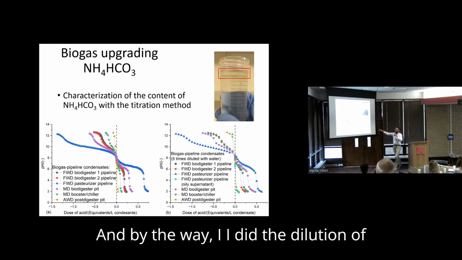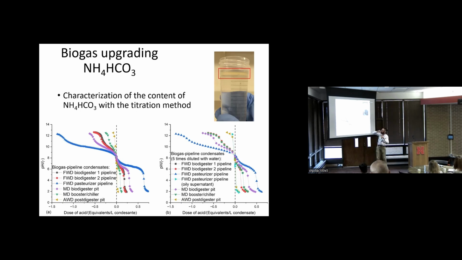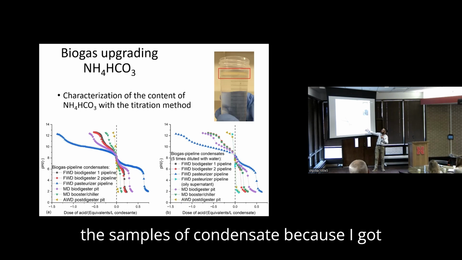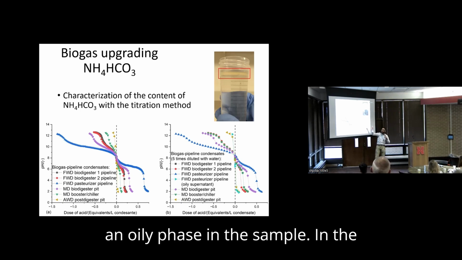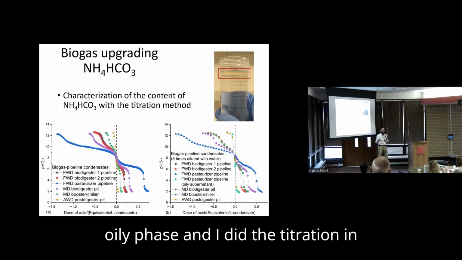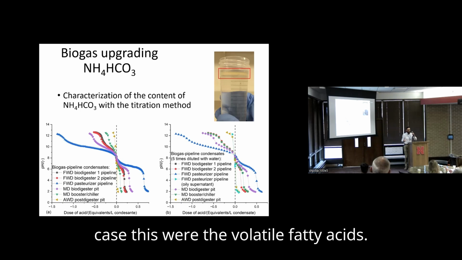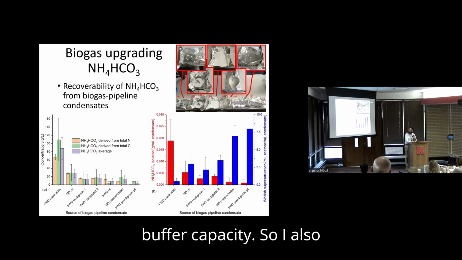And by the way, I did a dilution of the samples of condensate because I got an oily phase in the sample. In the sample of the pasteurizer, I got an oily phase, and I did the titration in case these were volatile fatty acids. Okay, so the titration has minimum buffer capacity.